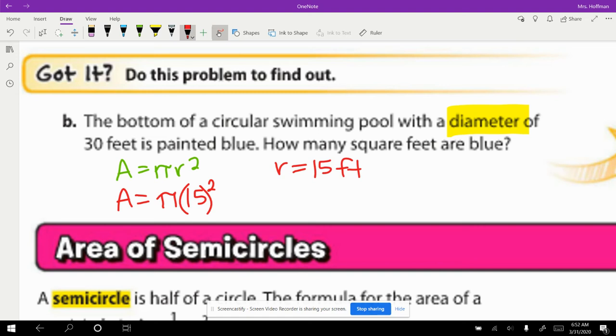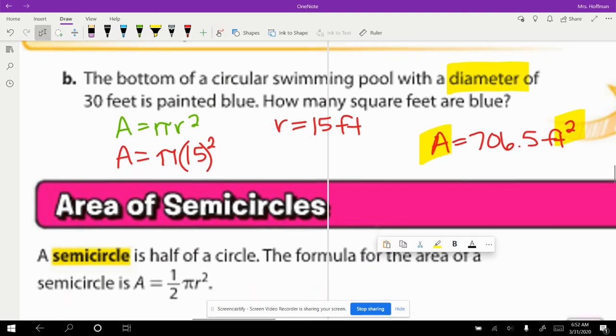And your final answer is going to be the area equals 706.5 feet squared. Now, no cheating. If you forgot the feet squared, you missed a point. So make sure that you fix it. We're dealing with area. We need to make sure that it's feet squared, not just feet.